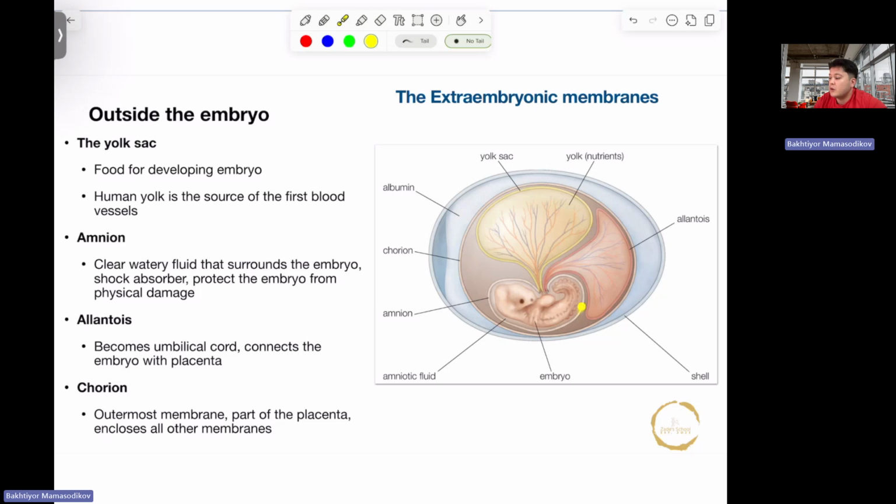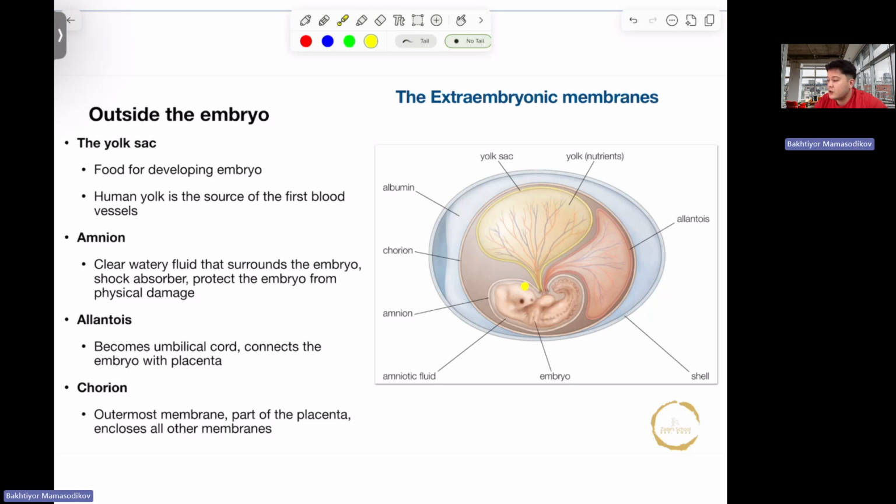And the amnion, what's the amnion? The amnion wraps all around the baby, all around the fetus. It is a clear watery fluid that surrounds the embryo, and it's a shock absorber. When you jump, for example, when you fall down, it won't harm the baby. It protects the embryo from physical damage.